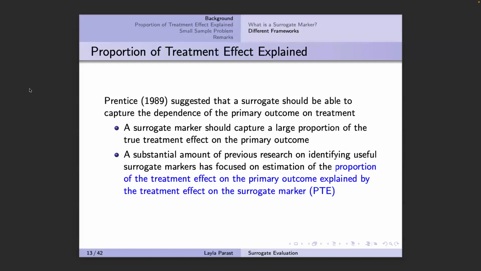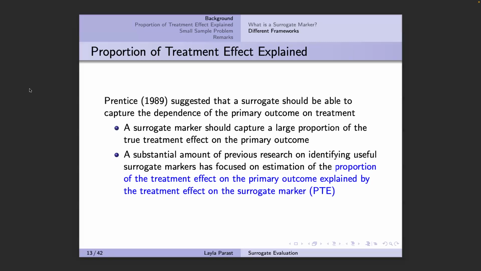So in that Prentice paper, he suggested that a surrogate should be able to capture the dependence of the primary outcome on treatment. So a good surrogate should be able to capture a large proportion of the true treatment effect on the primary outcome. And motivated by this, a lot of work has focused on trying to define and estimate this quantity, the proportion of the treatment effect on the primary outcome explained by the treatment effect on the surrogate marker.